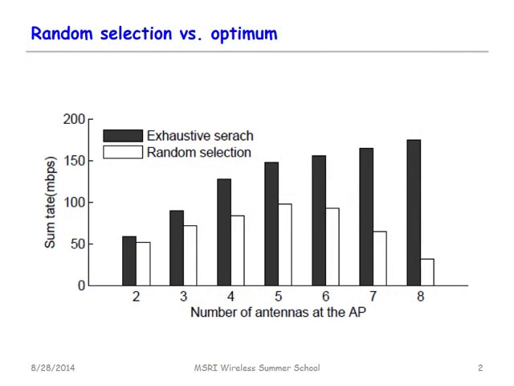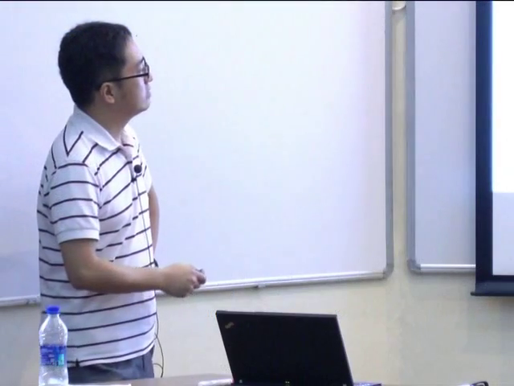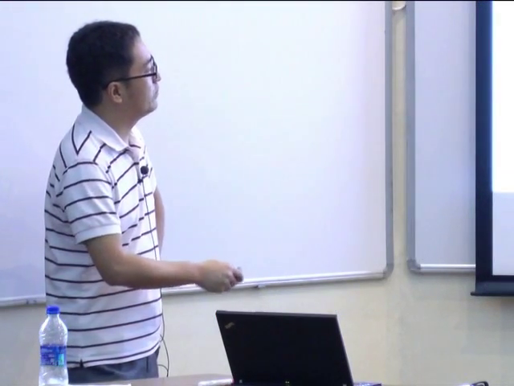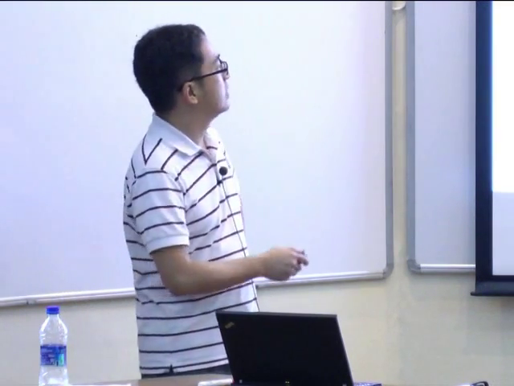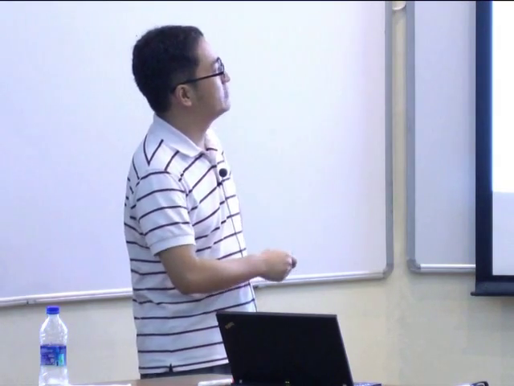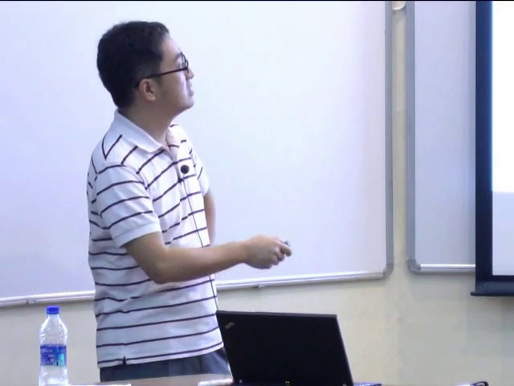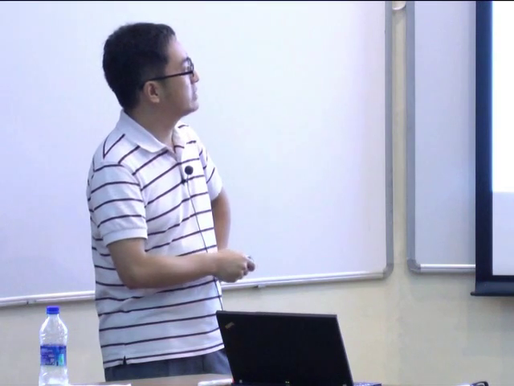So this is the performance comparison. The white blocks represent random selection, just a random pick. And the dark ones represent strategically picking the best ones. Then you can see a huge difference between these two strategies. With random selection, you basically cannot make full use of your capacity, and the capacity even drops with more antennas. With more antennas, randomly picking users simply does not work.